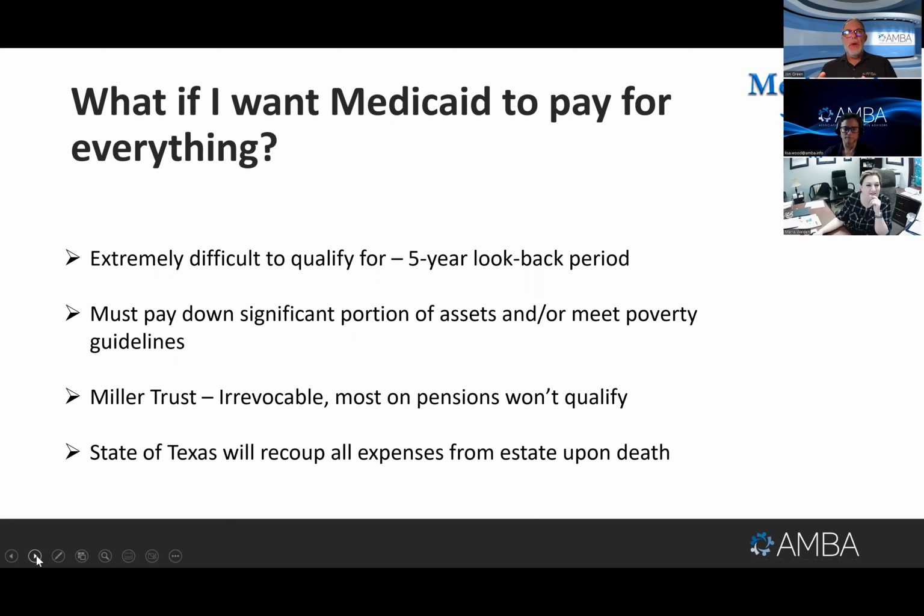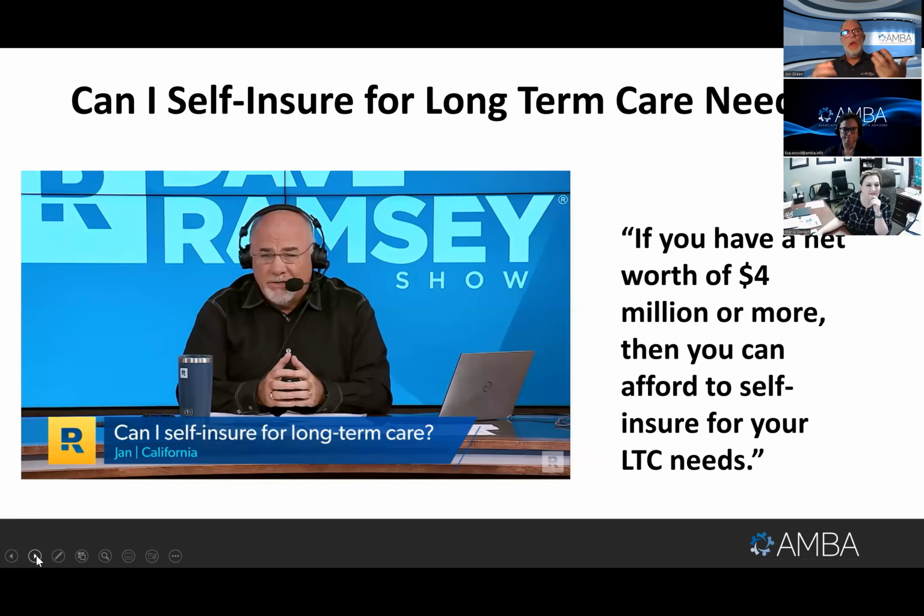Sometimes they'll require you to put it into a Miller's trust. It basically says, I assign everything, including my pension, over to the state. And it says the state of Texas, but it also does it in Missouri. They'll recoup those expenses after someone passes away. So Medicaid is not really a route to go.